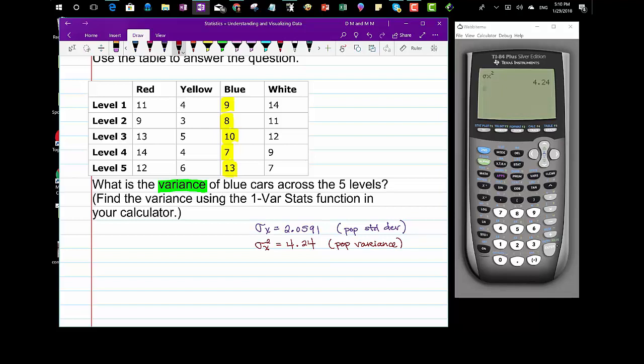If it had been my sample standard deviation that I wanted to square, I would just go to VARS, number 5 Statistics, and then I would choose number 3 for sample standard deviation and then square it. Press Enter, and then I get 5.3. And that's all there is to finding variance using 1-VarStats.